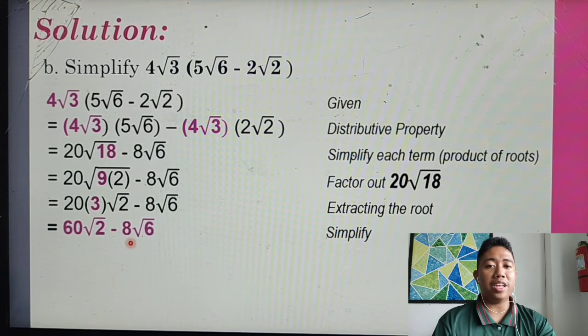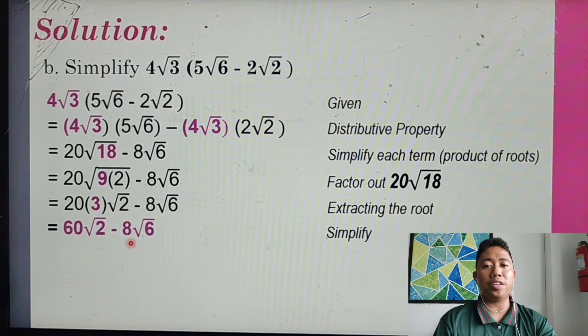So my dear friends and students, these are the illustrative examples on how you are going to multiply these radical expressions using the simple product rule and the distributive property of multiplication over the terms.